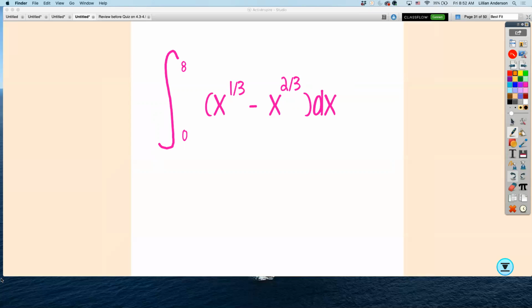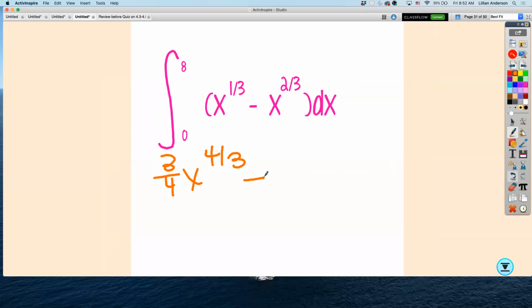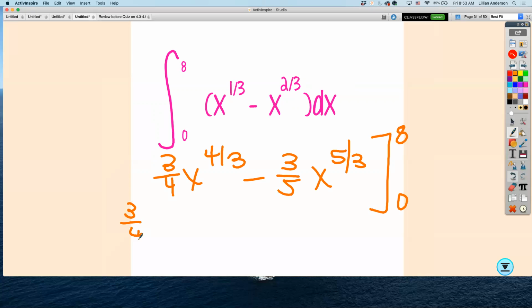What's the antiderivative of x to the 1/3? X to the what? 4/3. What is the antiderivative of x to the 2/3? 3/5 x to the 5/3. And then I'm going to evaluate that from 8 to 0. Remember, we always plug in our top bound and subtract it from when we plug in our lower bound.